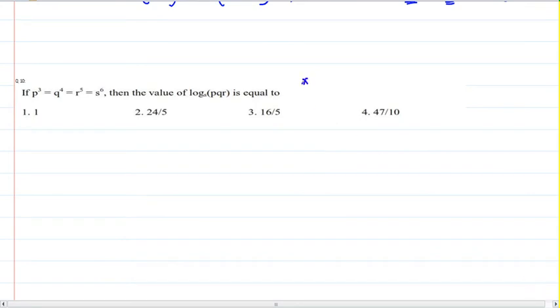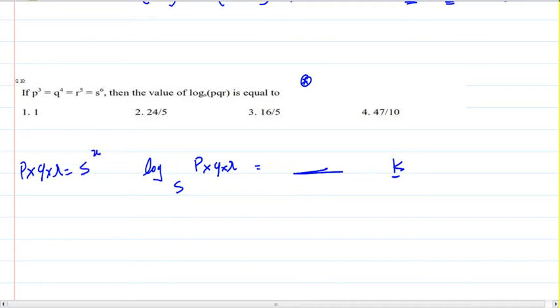This form has repeated a couple of times in CAT. Please focus. I have got the power of one term, power of second term, power of third term equal to a power of another term. I have got a logarithm of the product of P, Q and R with the base of S. And I see all the answer options are constant. That means I should be able to cancel the log. That means I should be able to put the PQR product in the form of S. If I can do that, my answer would be ready.